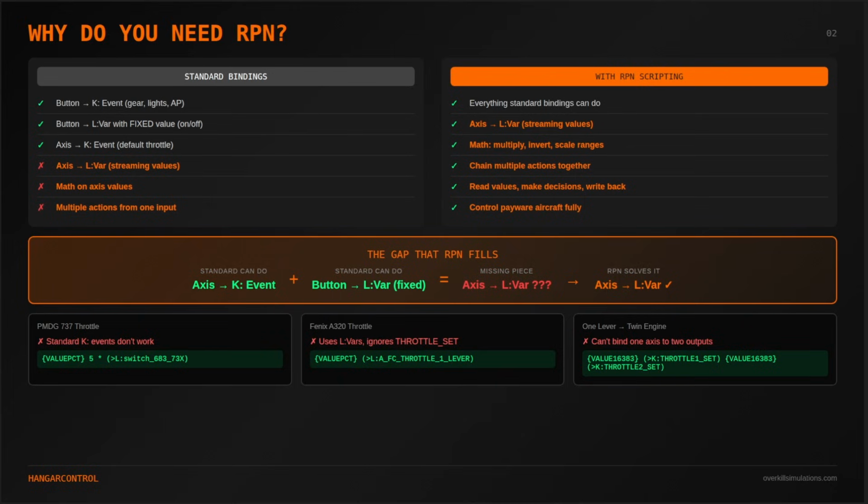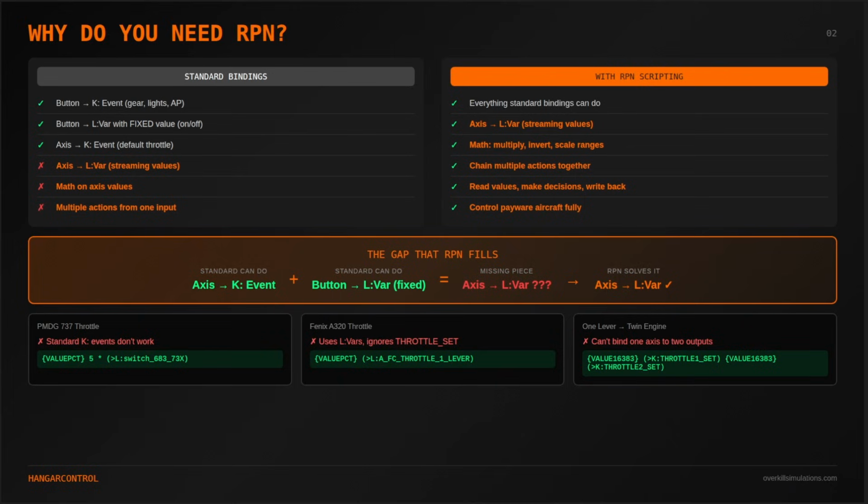Well, not exactly. So here's where we're going to point to this comparison table. With standard bindings in HangarControl, or any other binding software, you can usually do the following pretty easily. There are some caveats to this, and there are some workarounds, but it's important to understand that those workarounds are built into the software, but are essentially doing something very similar. So the basics of what it can do without RPN is we can bind a button to a K event like the gear or the lights, and that works.